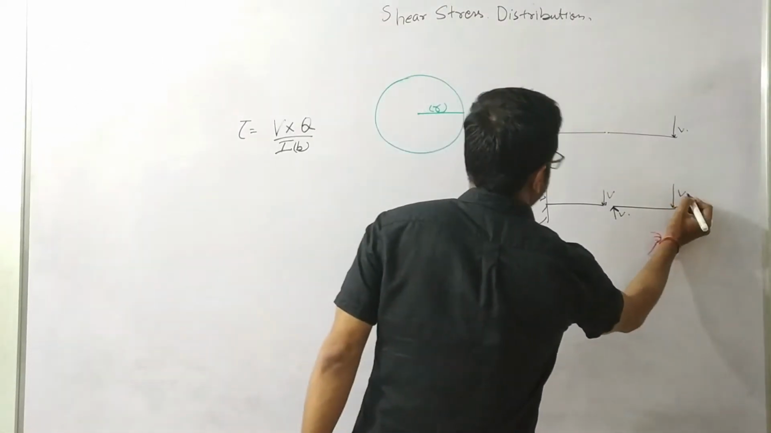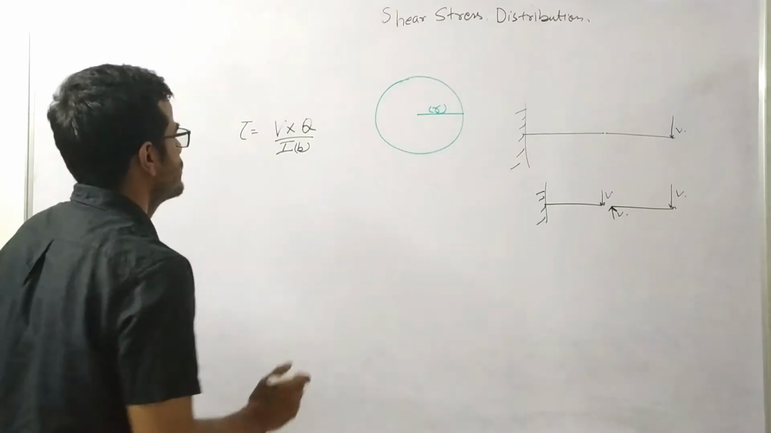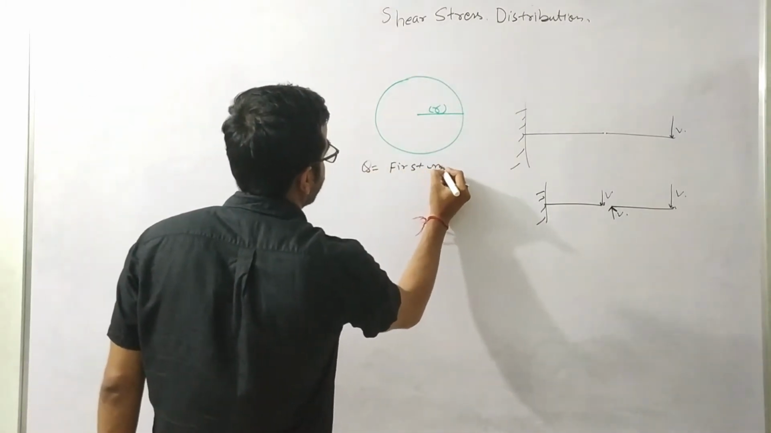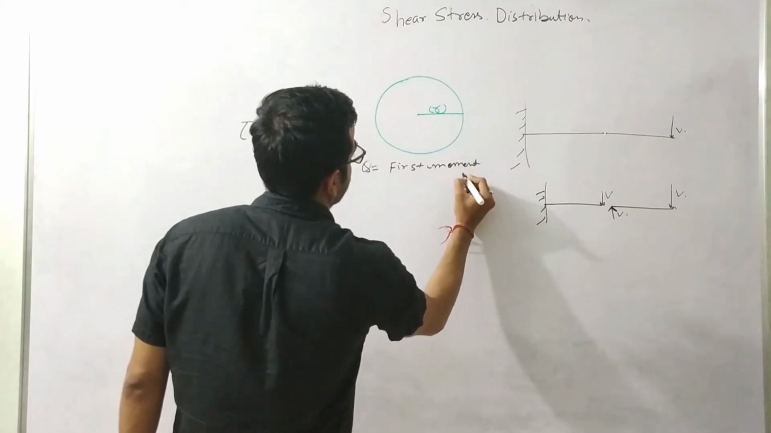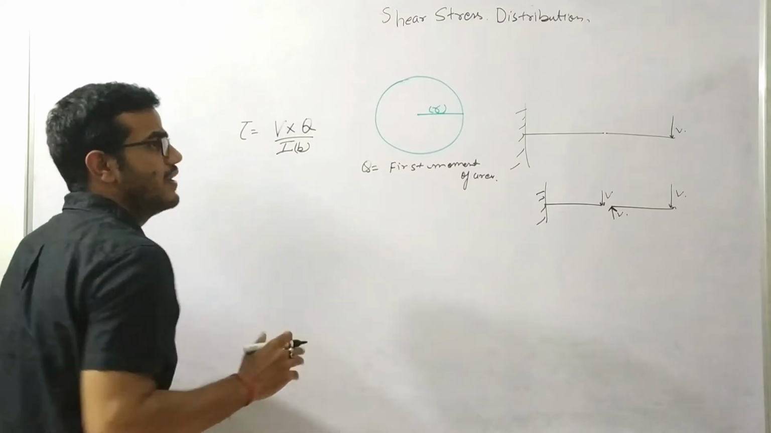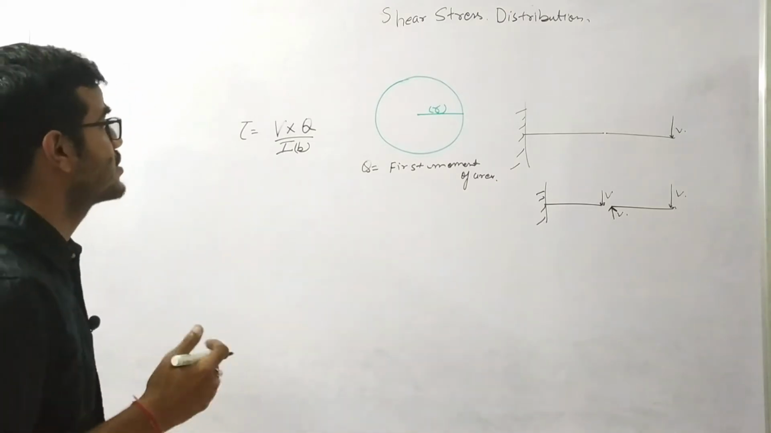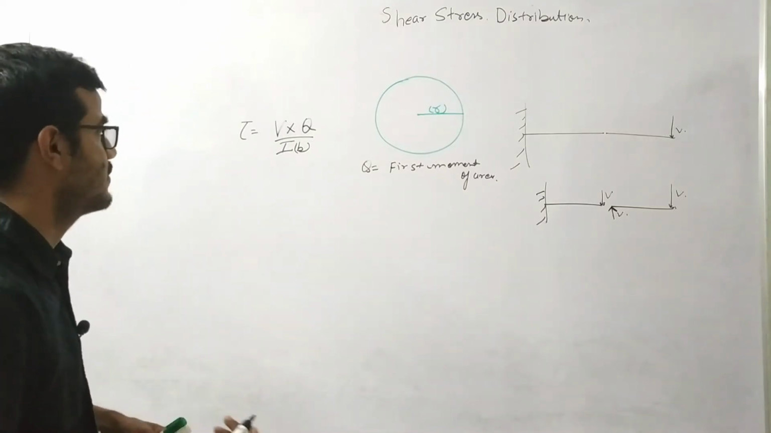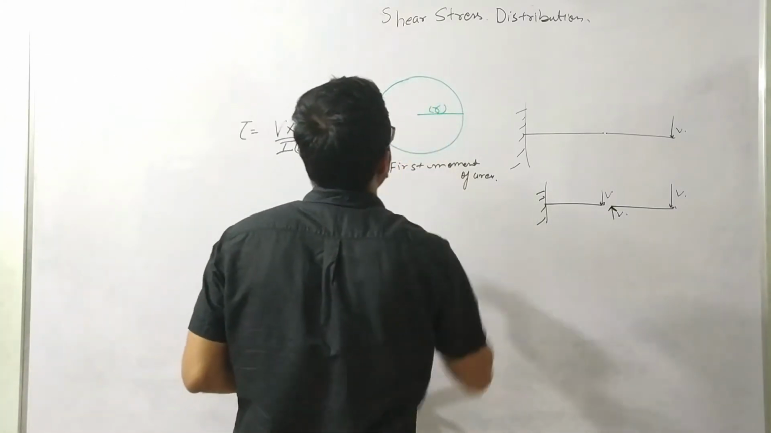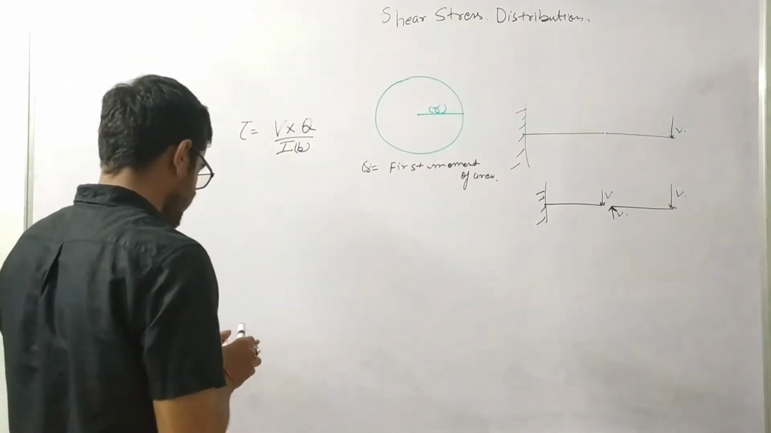Q is basically the first moment of area, I is the moment of inertia, and B is the width of the section at which we are calculating the shear stress. So we need to check the variation of the shear stress.